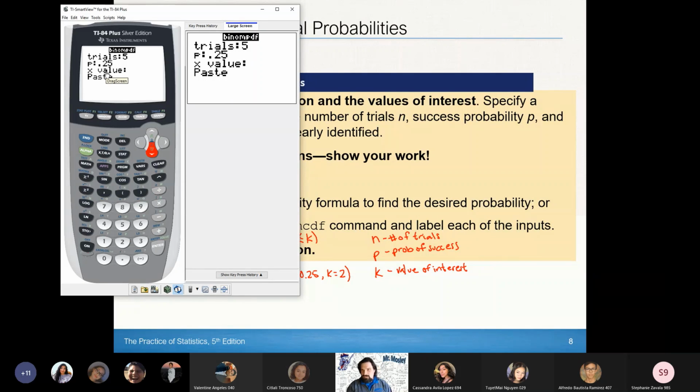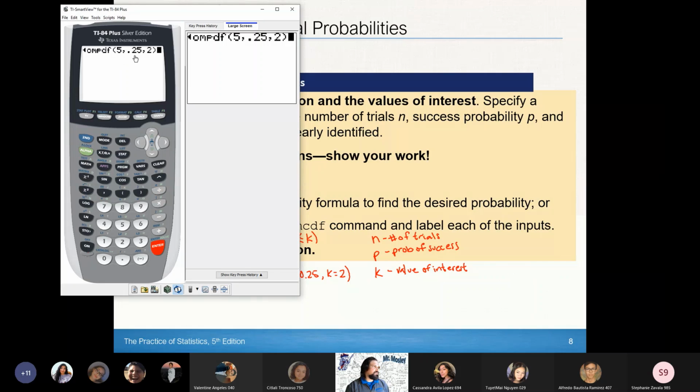X value, which in our labeling is K, right? The value of K, 2. I'm curious about what's the probability of having 2 successes. All right. We'll hit paste. It'll plug that into my calculator.